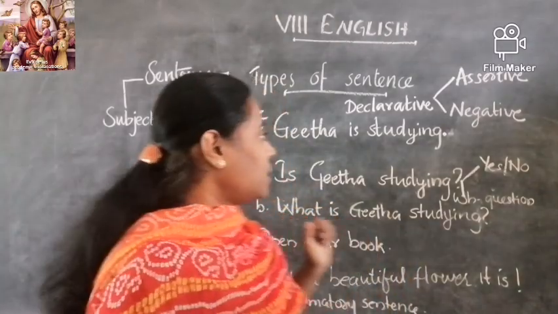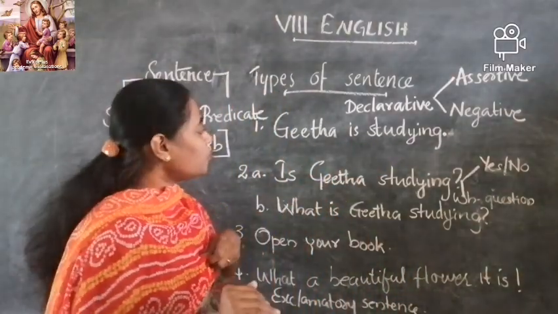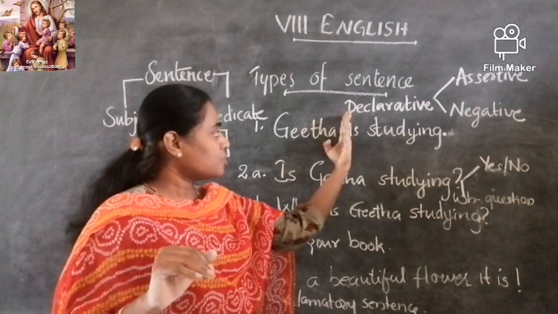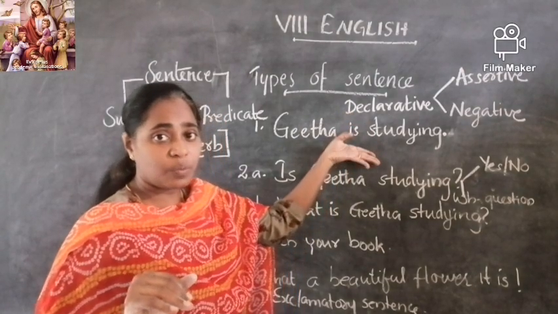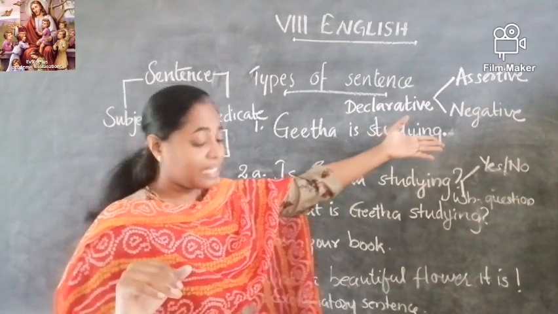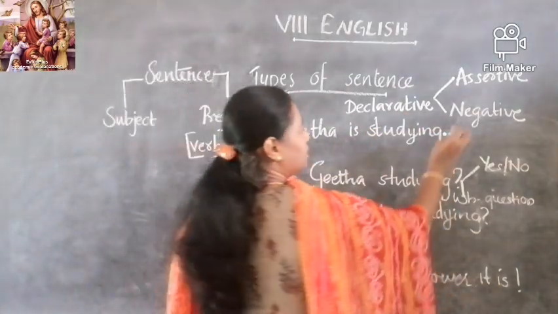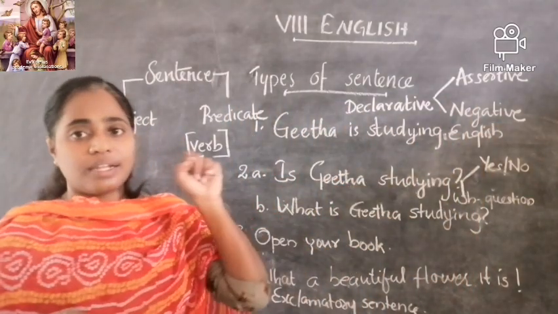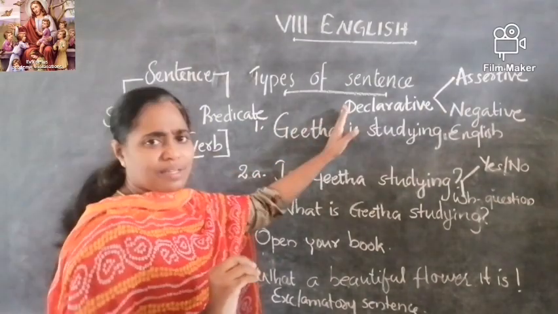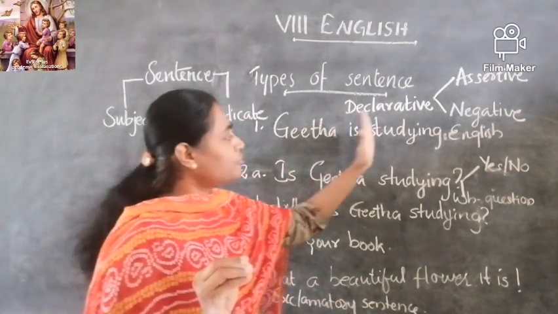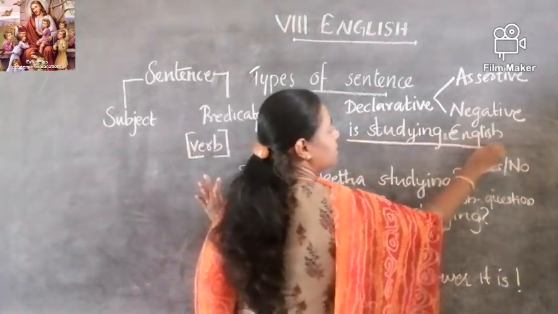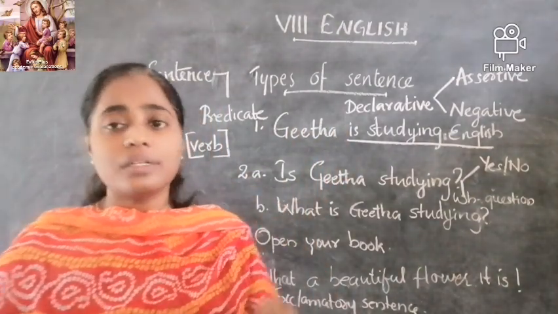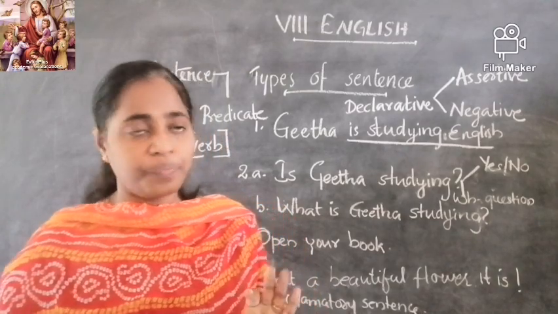For example, Geeta is studying. About whom are we talking here? Geeta. Geeta is the subject of the sentence. After Geeta, we get the verb, is studying. If we add English, Geeta is studying English. Which is the predicate part? Just simple: exclude the subject. The remaining part, is studying English, is the predicate part. So we have revised the previous knowledge.